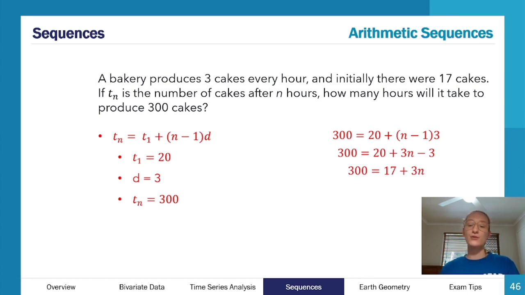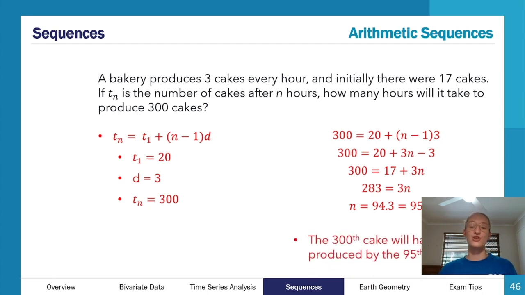And then I've simplified by doing my 20, take away my 3. I've collected like terms. I want to isolate n, so I've taken away 17 from both sides, and I've divided both sides by 3. So again, isolate n, get n by itself, which has given me n is equal to 94.3. And again, how many hours will it take to produce 300 cakes? That needs to be a whole number because it wants to know how many hours. Remember, n has to be a whole number. It can't really be a decimal. So I'm going to say after 95 hours, that's how long it'll take us to reach the 300 cake threshold.